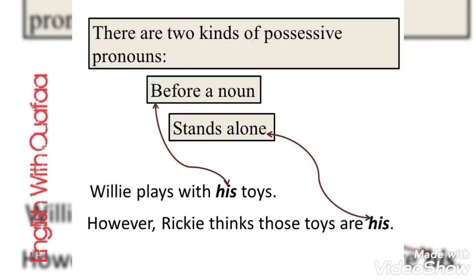There are two kinds of possessive pronouns. Again, I repeat that we have one before a noun and the one that stands alone. So we have Willie plays with his toys, and however, Ricky thinks those toys are his. So in the first sentence, his needs a noun, okay? So it is used before a noun, but the next one, no. It can stand on itself, which means that it doesn't need a noun. It can rely on itself.